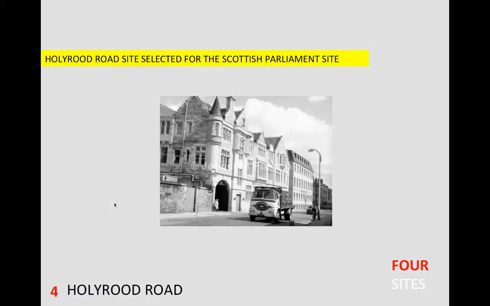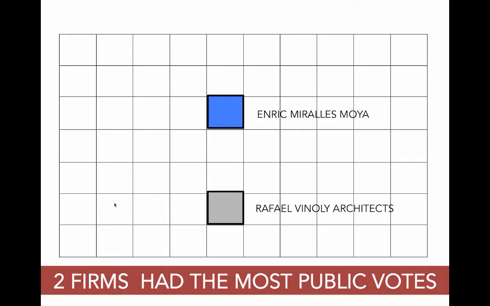So the Haymarket, and this was Hollywood. Holyrood Road was the site selected for the Scottish Parliament site. It became the location for the design competition. So 2 firms of the 5 had the most, so they went through a process of coming to give presentations, and then they put it out for public voting, and 2 firms had the most public votes, Morales and Manoli. And Manoli slightly exceeded Morales.